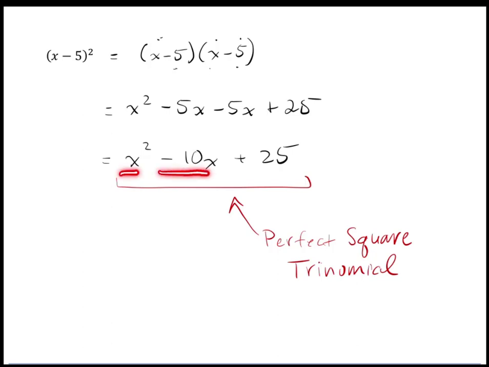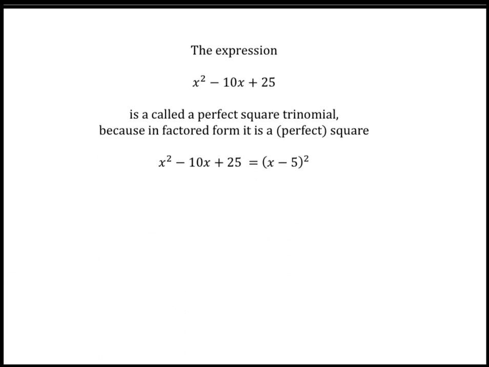1, 2, 3. So, the expression x squared minus 10x plus 25 is called a perfect square trinomial because in factored form it is a perfect square. Note one more time the pattern. The 5 in the square, the double of that here in the trinomial, and the square of that there in the trinomial.